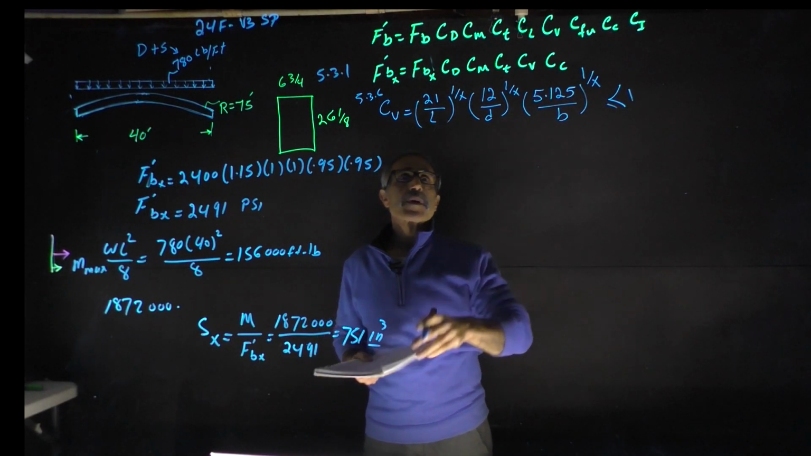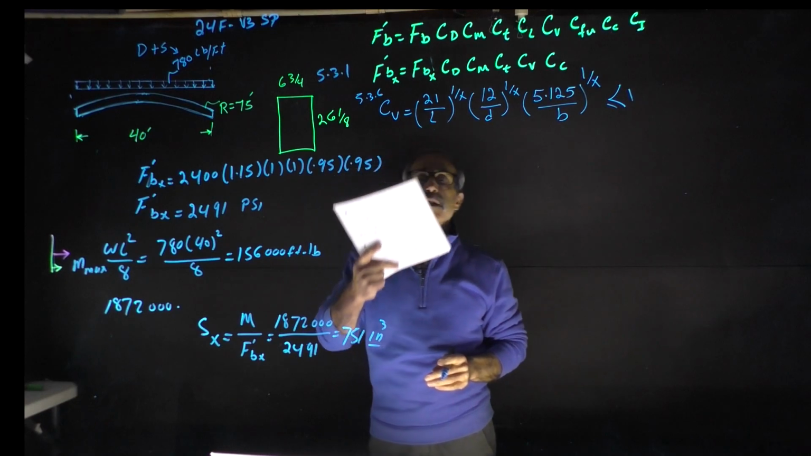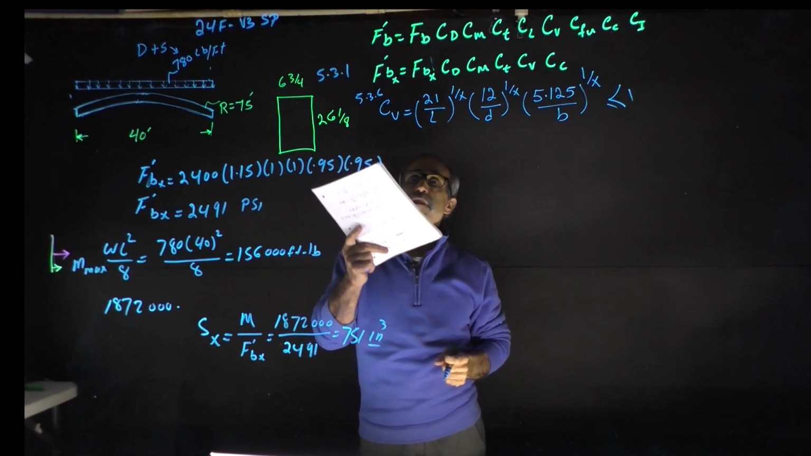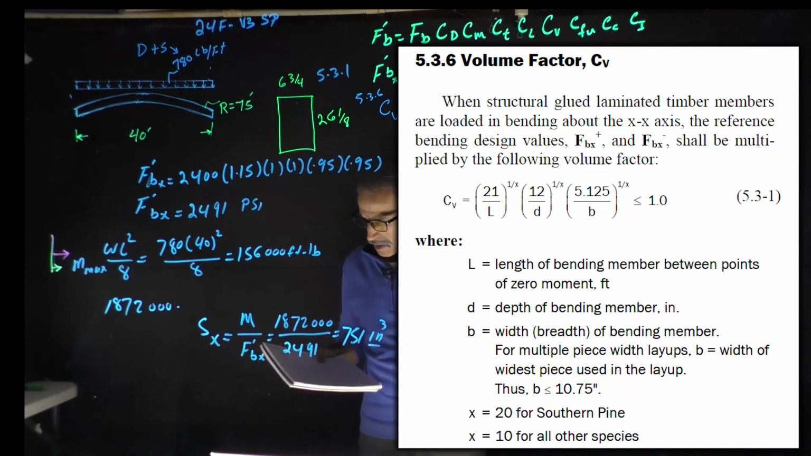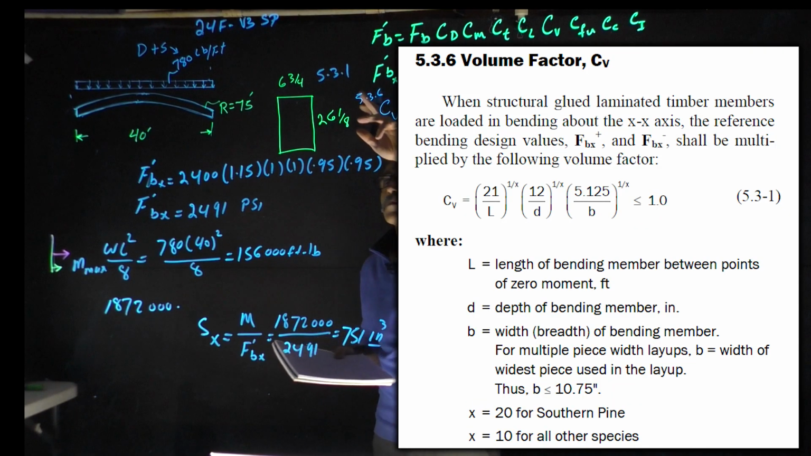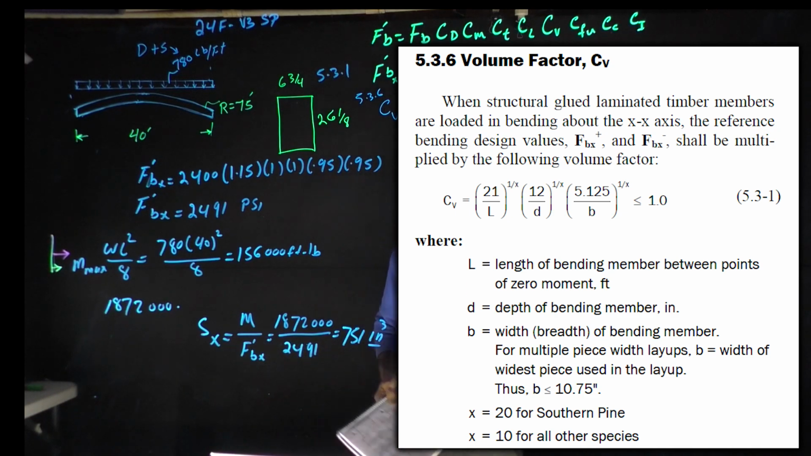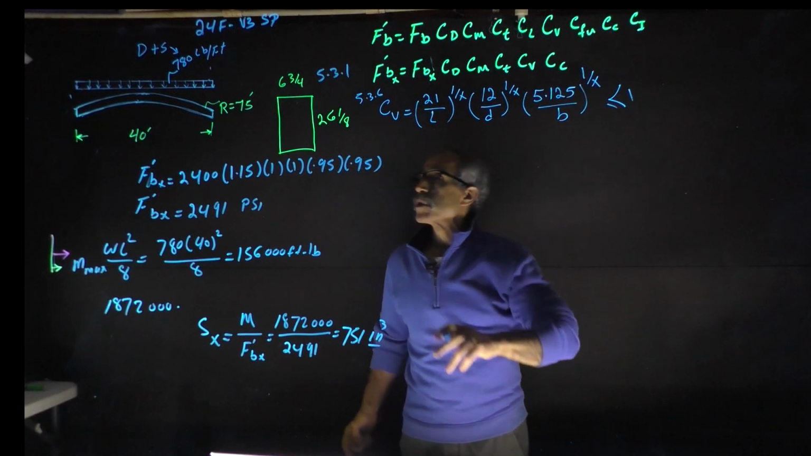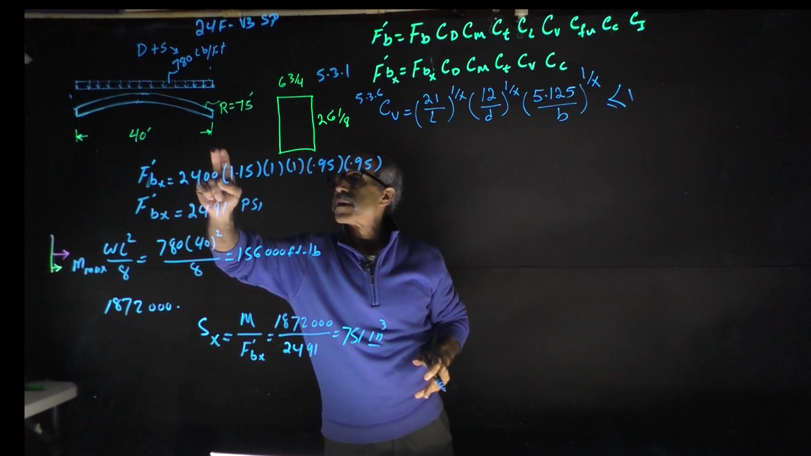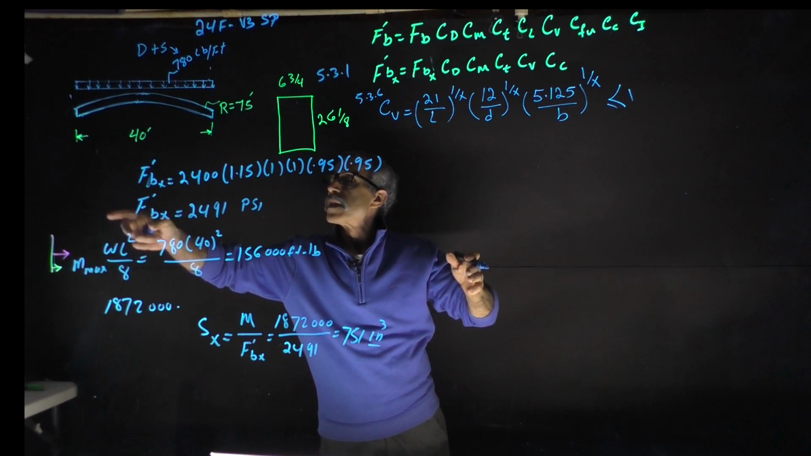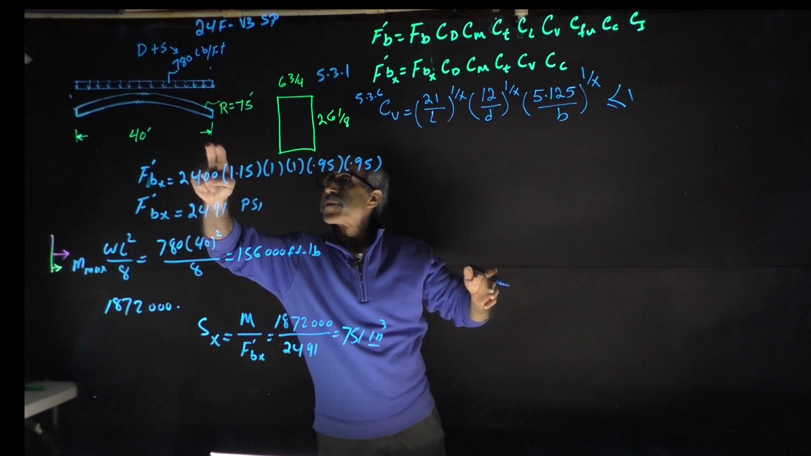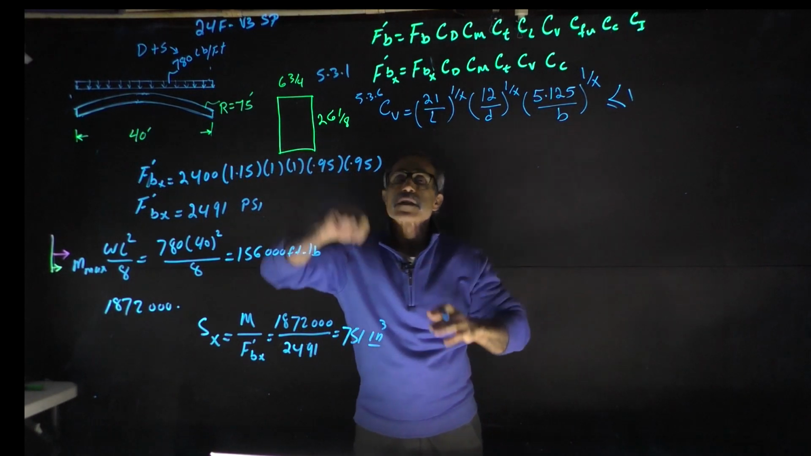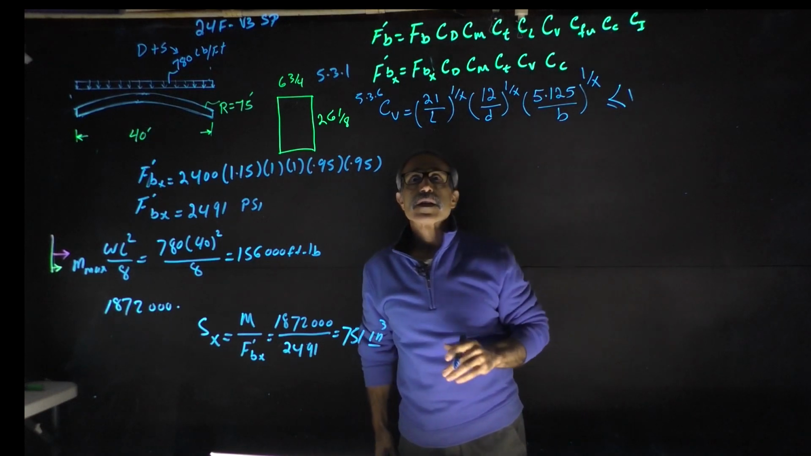So if we're going to continue, plug in those numbers. Based on NDS 5.3.6, our X comes out to, since we're using Southern Pine, 1 over 20. So go ahead and just plug in. Our L, between the maximum moment and the point where the moment is 0, which is basically the reaction, comes out to be 40 feet, and B and D we already selected. We're going to calculate that and see what comes out.